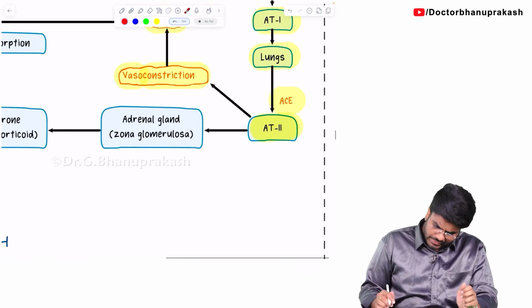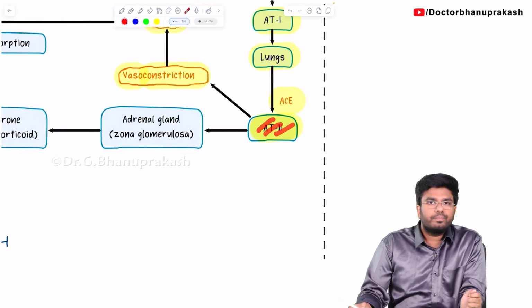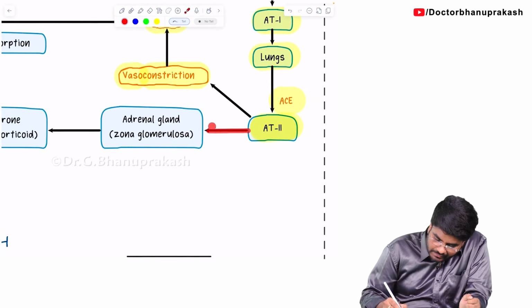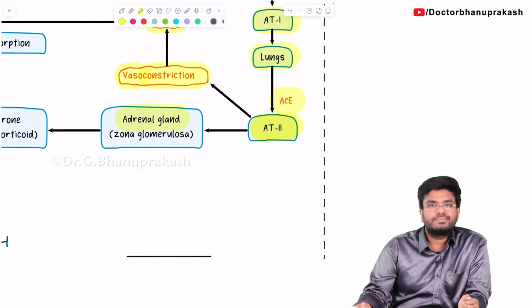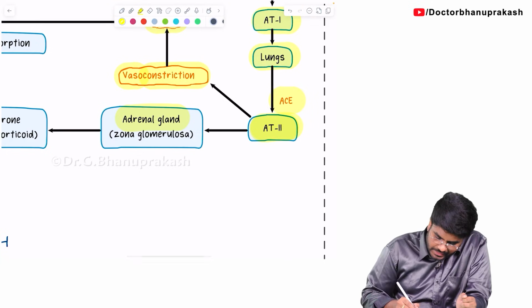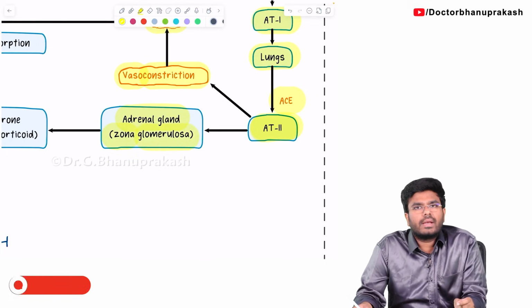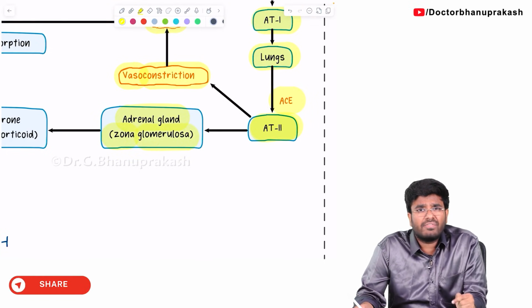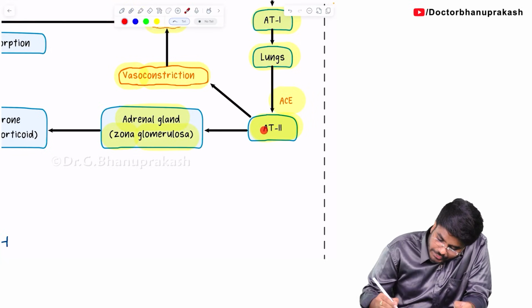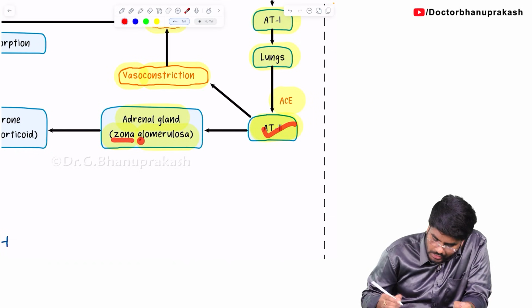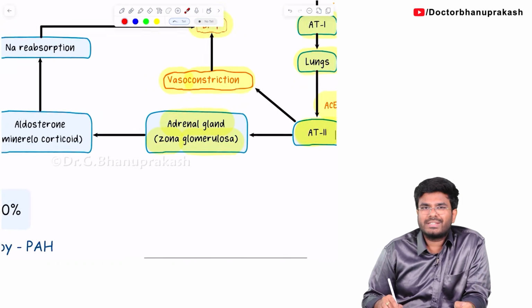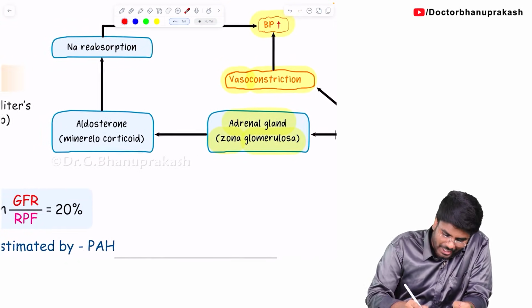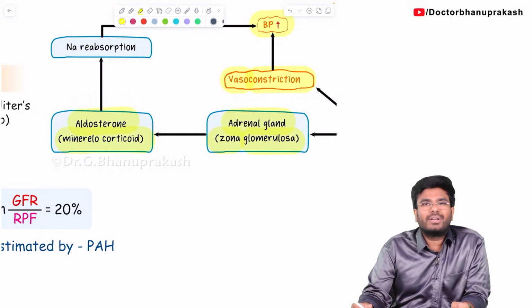Not only that, try to understand this angiotensin 2. Where else will it go and act? It will also act on the adrenal gland, especially on the zona glomerulosa. You know, the cortex of the adrenal gland contains 3 regions, zona glomerulosa, fasciculata, reticularis (GFR). This angiotensin 2 stimulates the zona glomerulosa. So now tell me, what is released? The mineralocorticoid called aldosterone is going to be released.